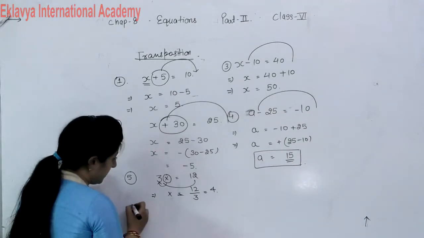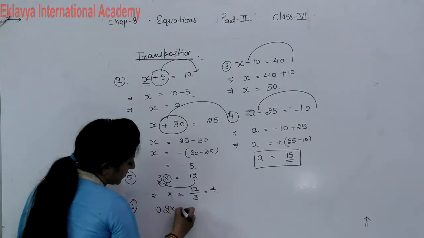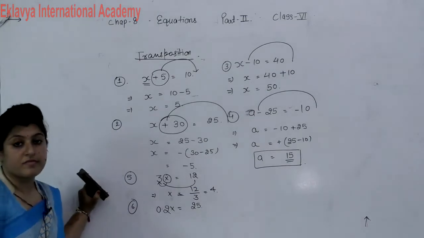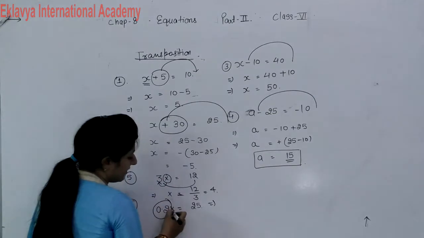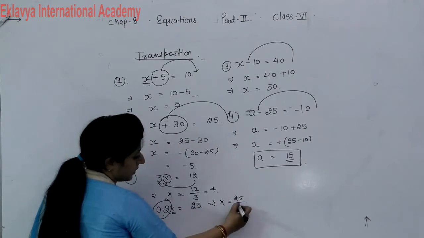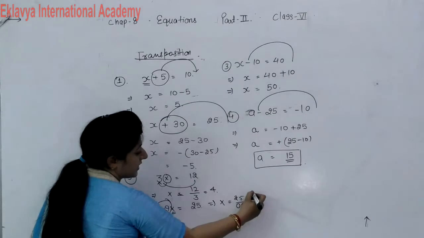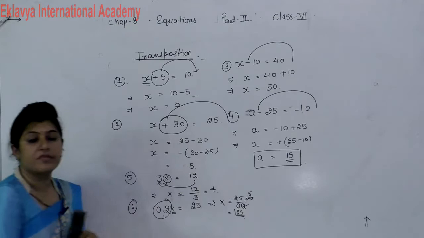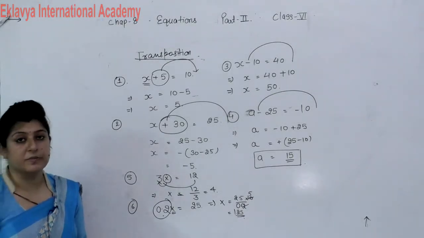Another example: suppose 0.2x is equal to 25. This is in multiply, and we need the value of x, so 25 upon 0.2 comes in division. Then 25 divided by 0.2 is 125. So this is how we perform the multiplication type.